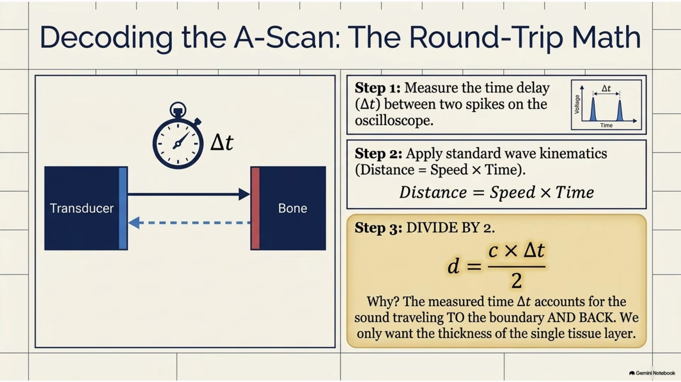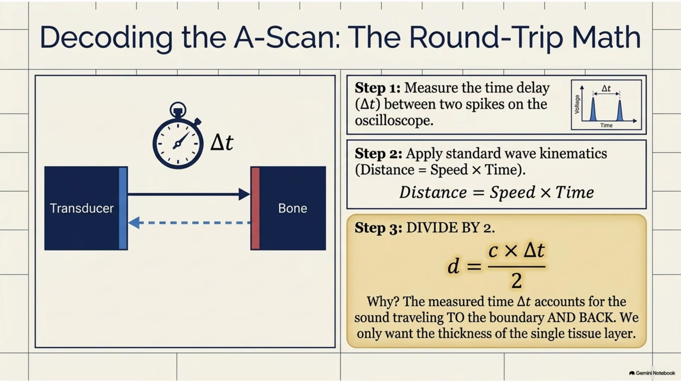To determine the depth of a structure, we need to consider the time taken by the ultrasound pulse to travel to the boundary and return. This is a round trip. If the measured time is delta t, the ultrasound has traveled twice the depth. Therefore, the depth is given by d equals c delta t divided by 2.